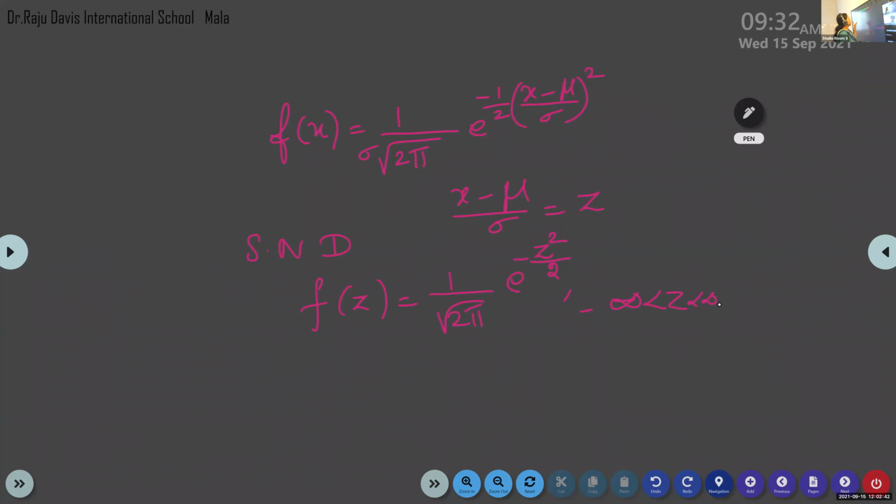We get the standard normal distribution from the normal distribution by substituting mu as 0 and sigma as 1. Mu is 0 and sigma is 1. The standard normal distribution is otherwise called Gaussian distribution.